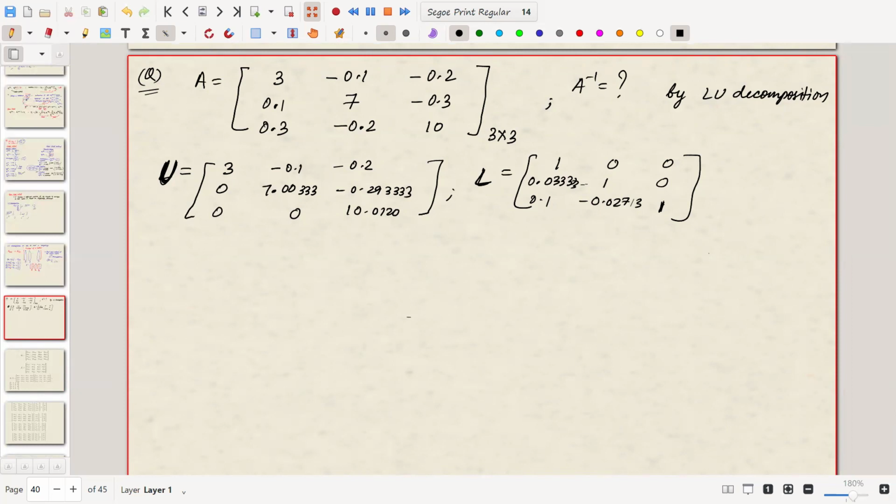So how shall we begin? Our aim is to solve three equations. Yes, that is Ax equal to B1. So first we will solve this. What is A? You can see here. What shall we take? B1 you take to be first 1, 0, 0. That means LU x equal to B1.